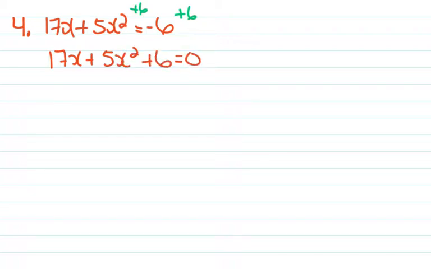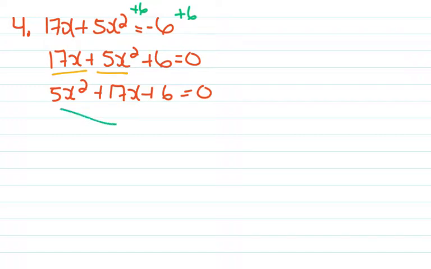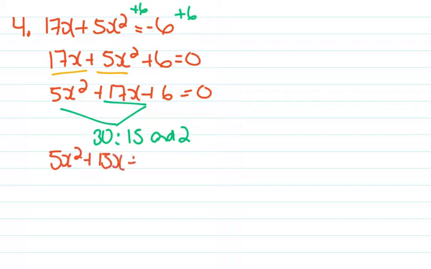Now the next problem is that this is not in the correct order. So these two terms have been switched around. We're going to switch them back so that it's in standard form, so we can factor it more easily. So 5x squared plus 17x plus 6 equals 0. Now, in order to factor this, I need to multiply 5 and 6, which is 30. So I need two numbers that multiply to 30 and add to 17. So that would be 15 and 2. 5x squared plus 15x plus 2x plus 6 equals 0.